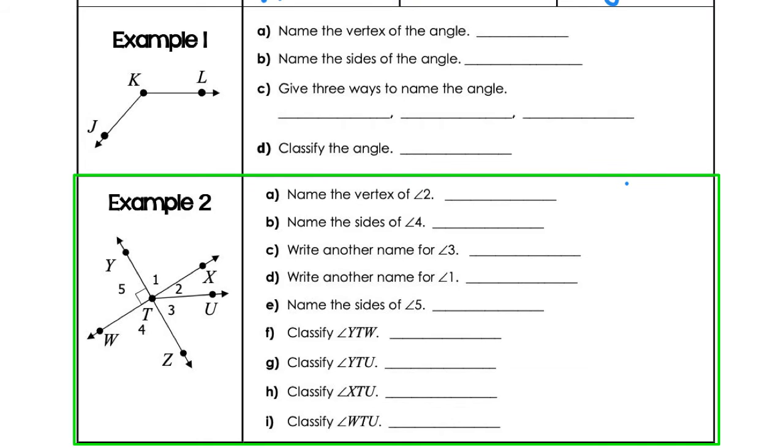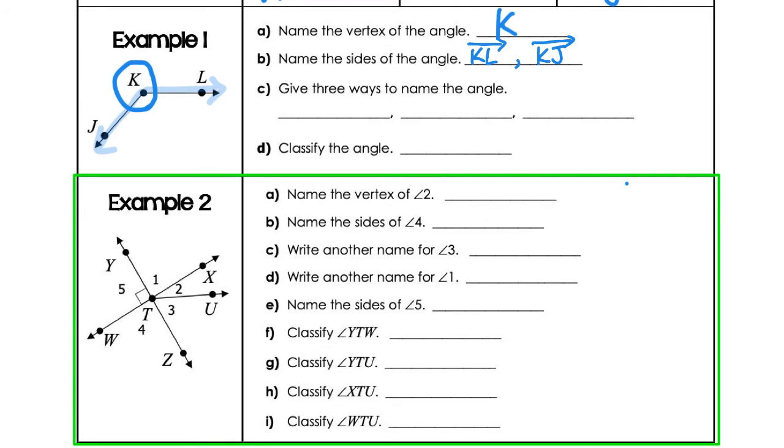Now let's try some examples. So first, name the vertex of the angle. So left side, look at the vertex. It is point K. Name the sides of the angle. So we have side KL and side KJ. So ray KL, ray KJ.